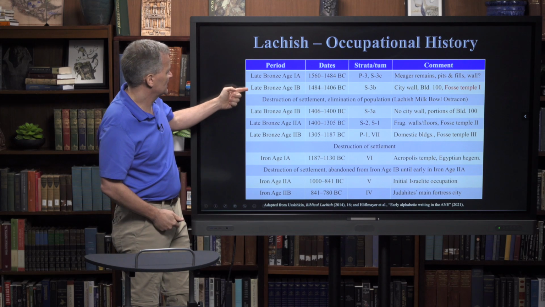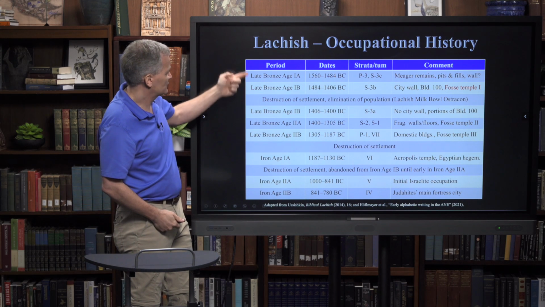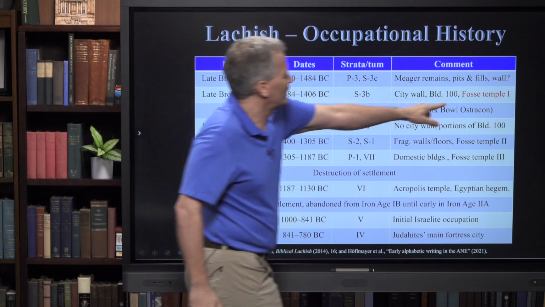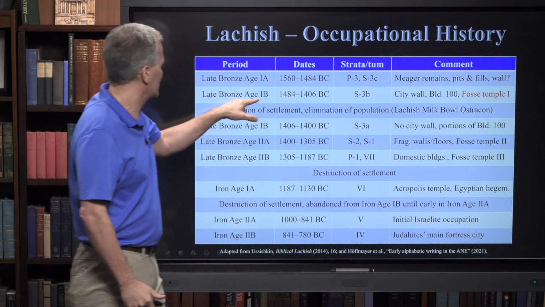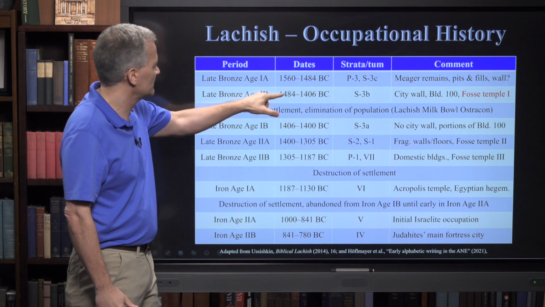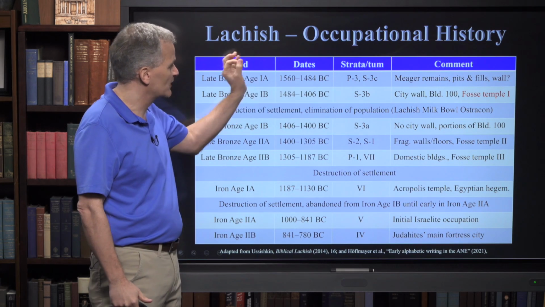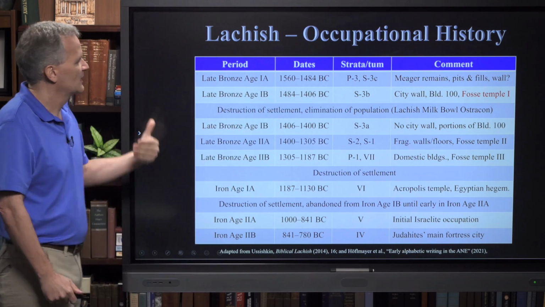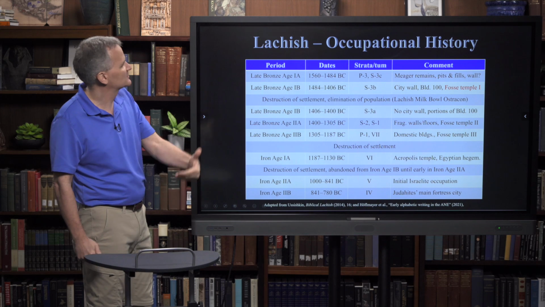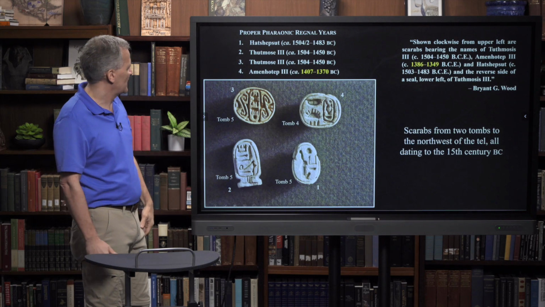And here we can see in this occupational history of Lachish, the Fosse Temple 1 is here, and that matches Late Bronze Age 1B, and I date that to approximately 1848 to 1406 BC. So it fits perfectly with the material culture from other sites that are parallels to that which was found here.